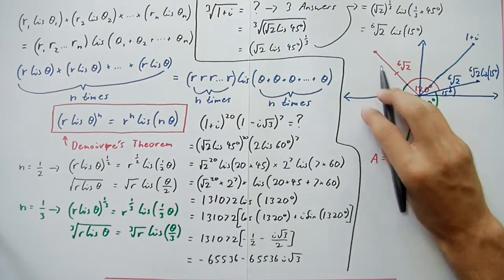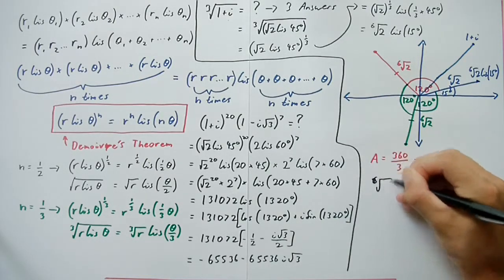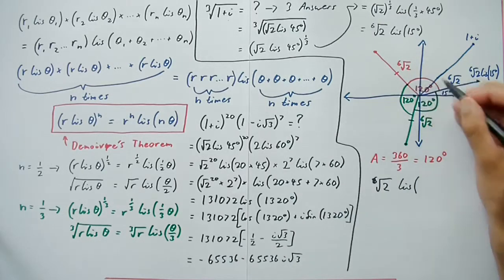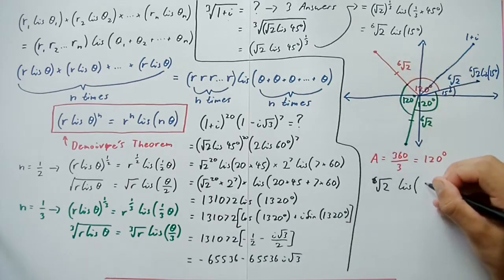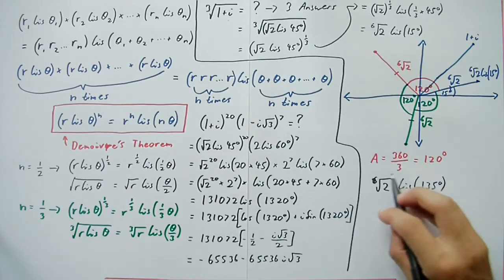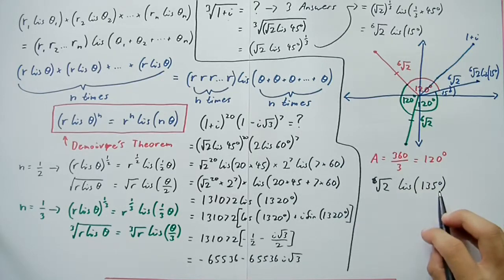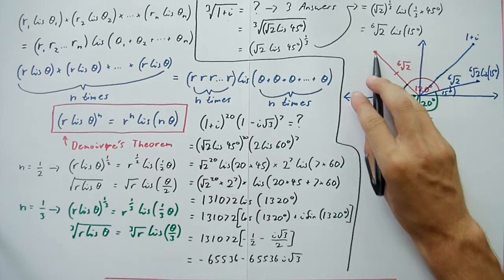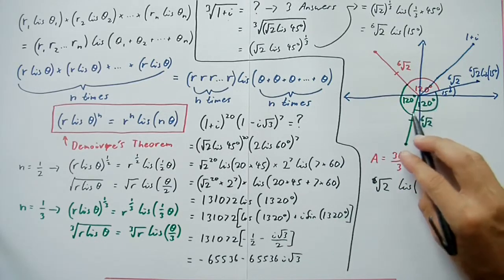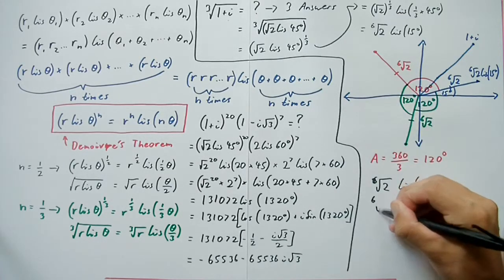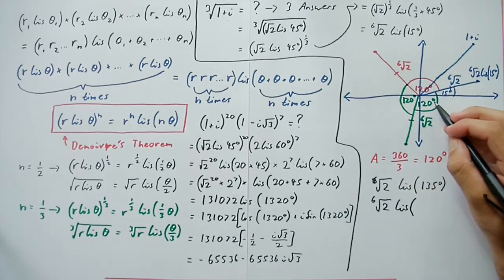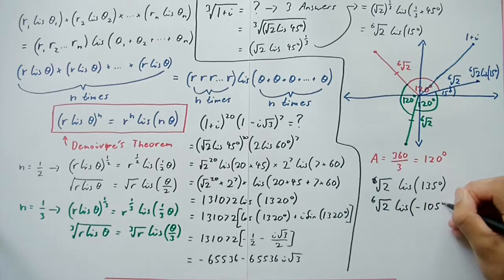Let's look at this one up here. Its modulus is the same, but its argument is an extra 120 degrees bigger. So that's 15 plus 120, which is 135 degrees. So this root here is equal to the 6th root of 2 cis of 135 degrees. And likewise, the other one has a modulus 6th root of 2, but its argument is 120 degrees less. So that's 15 minus 120, which is negative 105 degrees.